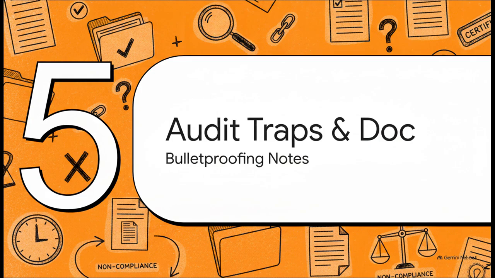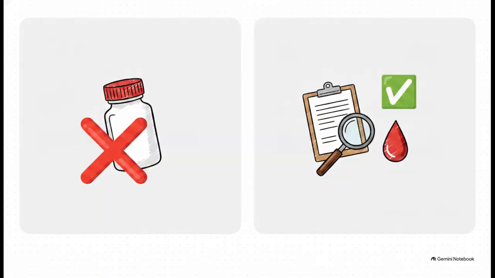Moving to Section 5, Audit Traps and Documentation. Bulletproofing the progress note. Okay, let's get into the practical application. How do we actually avoid the most common compliance failures? Because, as we all know, if it isn't documented properly, in the eyes of an auditor, it simply didn't happen. Here's where the rubber meets the road.